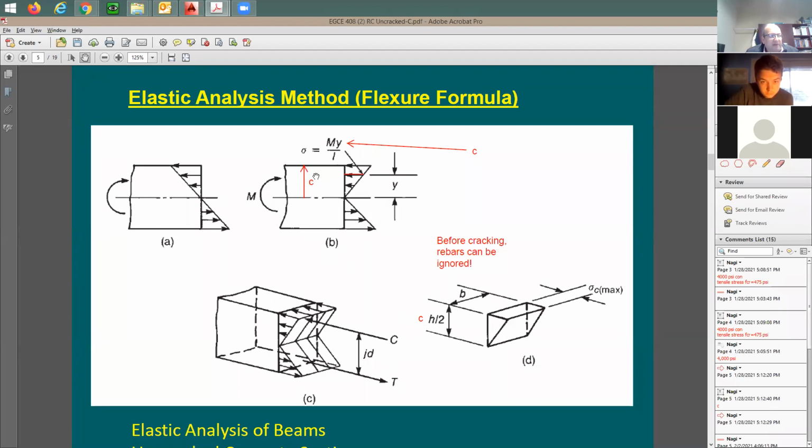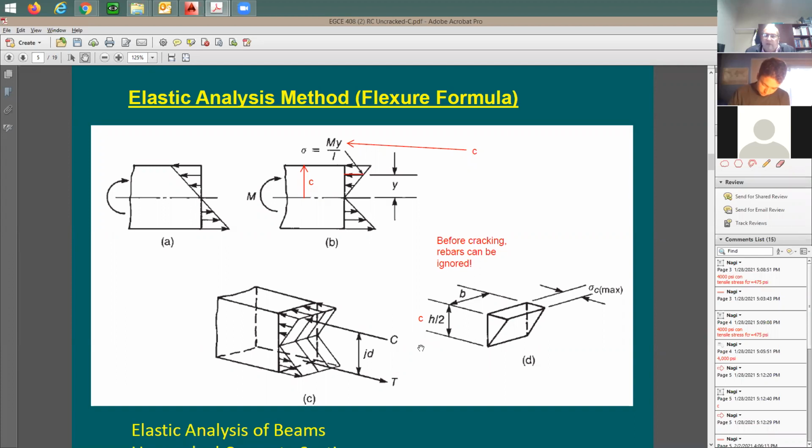One half of the height, multiplied by the stress, divided by 2. Why divide by 2? Because the area of this triangle face that I'm looking at is going to be equal to the maximum stress times h over 2, which is c, divided by 2, and then multiply this by b, the width, and with that, you're going to have the big force C, and of course, T is going to be the same as C.